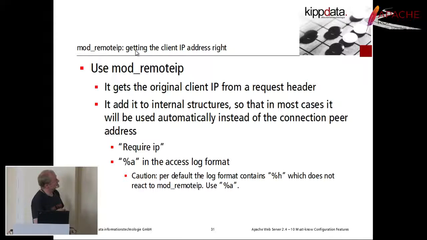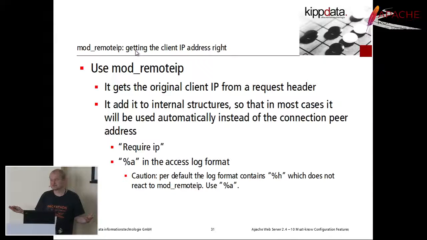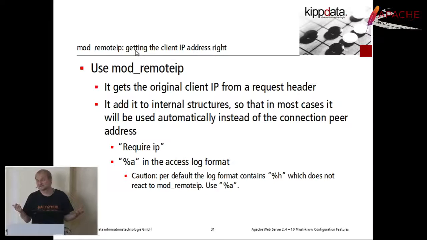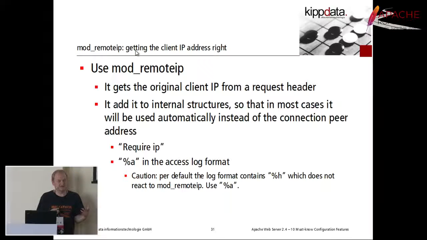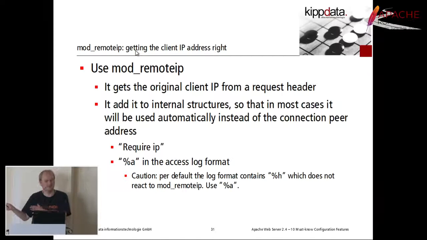But first of all, the idea of mod_remoteip is it looks at some header coming from the web server in front of you and picks the client IP from there, and then it adds it to several places where Apache uses client IP addresses. And what immediately comes probably also to your mind is the access log, where you log client IP addresses. And also if you do IP-based access checks, Require ip, where you say only allow access if the client is in some network.